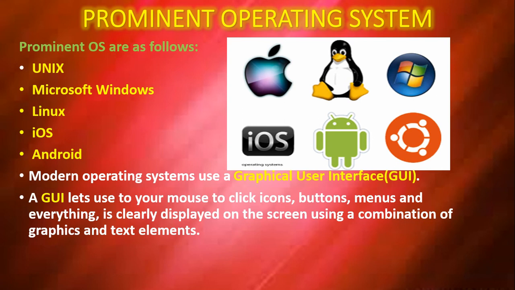So the modern operating system uses a GUI concept. It allows a user to use the mouse. So easier நம்ம mouse use பண்ணிட்டு we can select a particular object and it provides many buttons, menus and vibrant colors. That colors எல்லாமே user attract பண்ற மாதிரி இருக்கும். So easier நம்ம எல்லா workமே இந்த GUI basicsல பண்ணிடலாம். So a GUI lets you use your mouse to click icons, buttons, menus and everything is clearly displayed on the screen using a combination of graphics and text elements.